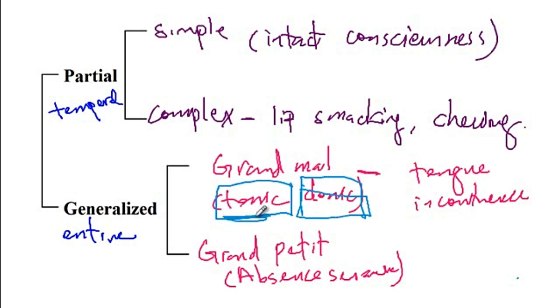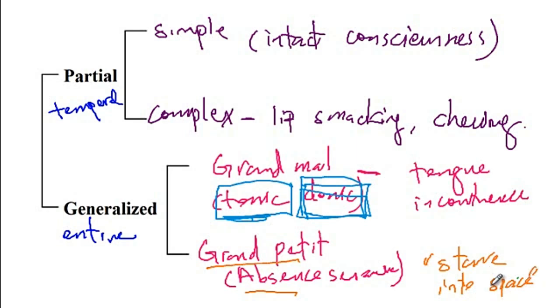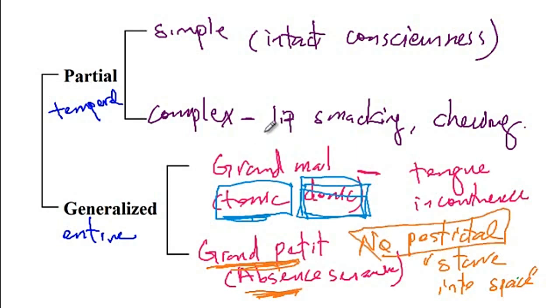So tonic means that they are having rigid trunk with the limb extension, and clonic goes for jerking of the limbs. Versus grand petite or absence seizures, where the patient disengages from current activity and stares into space, which can last up to a few minutes. And then one other important feature of absence seizure is that these patients have no post-ictal confusion. Versus the other forms like complex partial or generalized grand mal, which have post-ictal confusion, patients with absence seizure are not confused after the seizure.